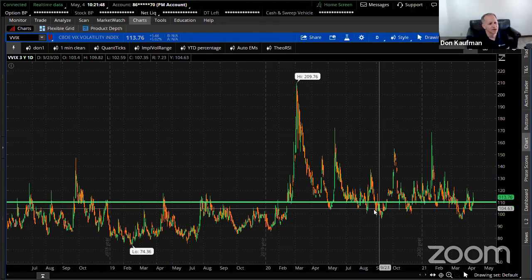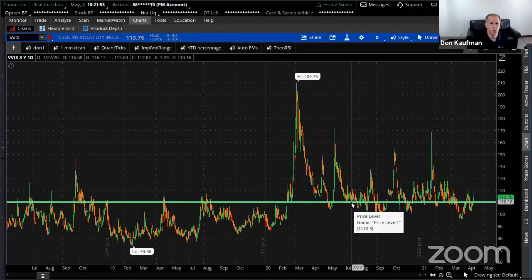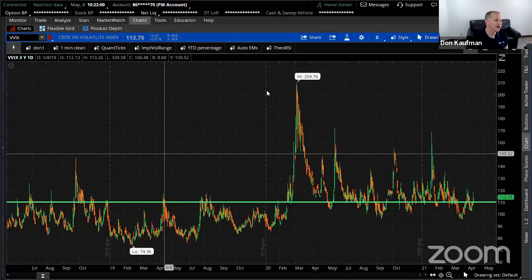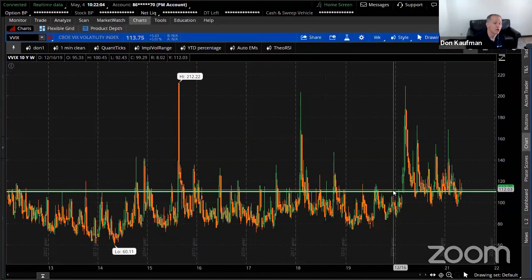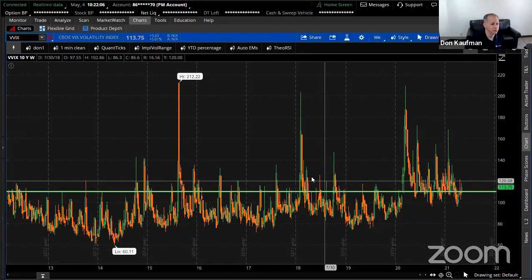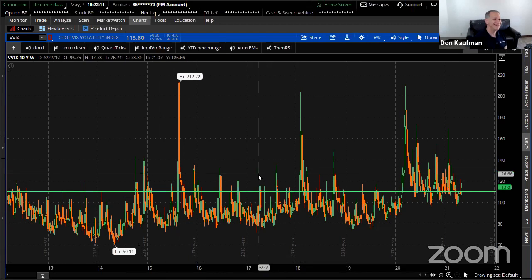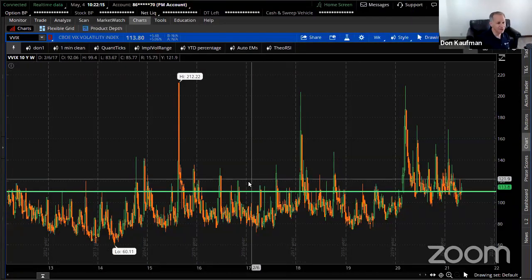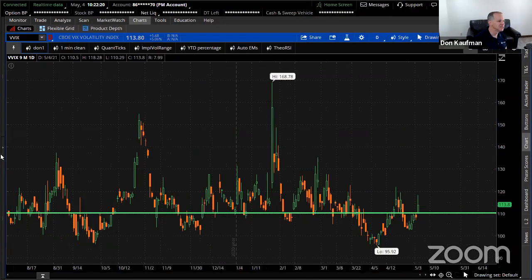Here's the VVIX. This is volatility of the volatility. And the line that's drawn on the screen is the 110 level, okay? Since the onset of COVID, we've pretty much been above 110. Prior to COVID, just want to show you something, it was rare to get above 110. You can pretty much count the number of spikes in here on one hand that are significant above the 110 level, and this is 10 years. We've lived above 110 in the VVIX, okay?